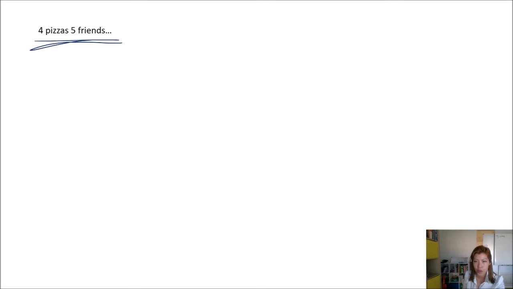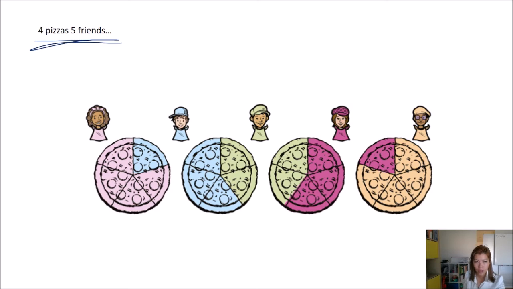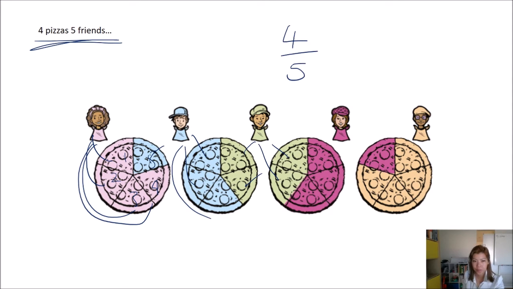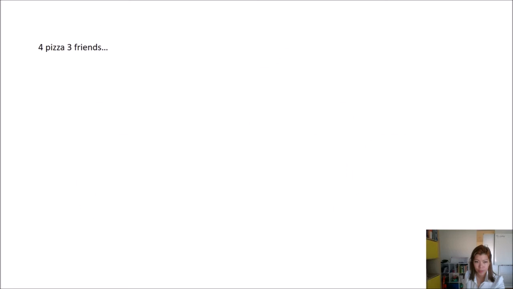pizzas and I'll cut it into 5 pieces each and distribute them like so. So each pizza has been cut into 1, 2, 3, 4, 5 pieces. And now every person, 1, 2, 3, 4, would get 4 pieces. So 4 out of 5. So whenever we divide by that number, that's what our denominator will be.